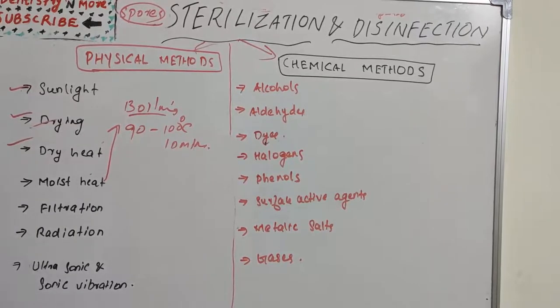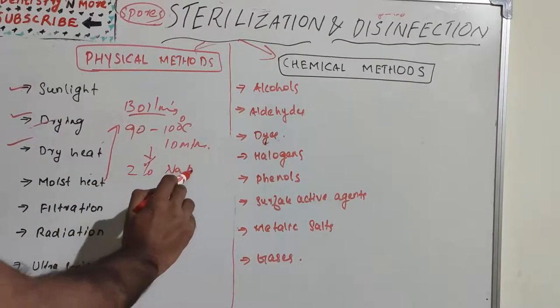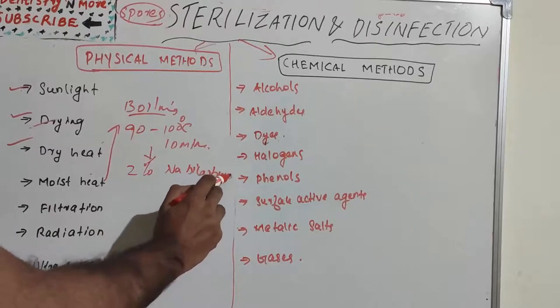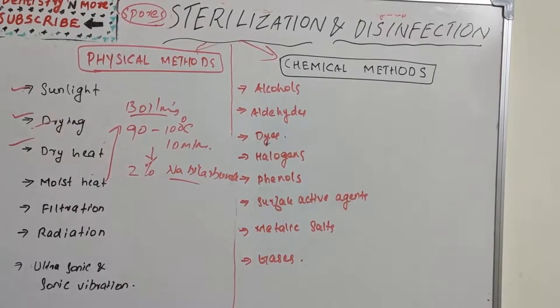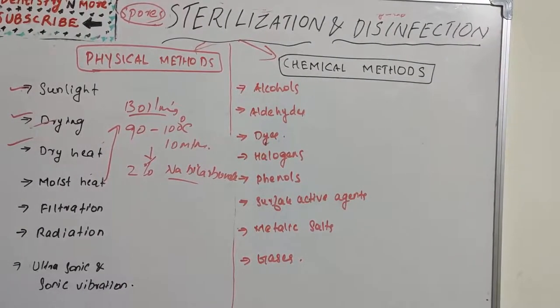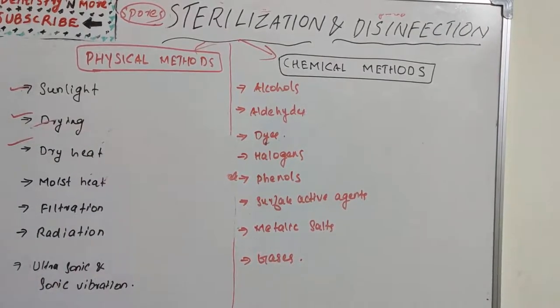So some of the spores will not be killed, but that requires a very prolonged period of boiling. And we can accelerate or promote the sterilization procedure by adding 2% of sodium bicarbonate. Okay, so if we add sodium bicarbonate to boiling water, the procedure will be good compared to normal boiling. So that is boiling. Okay, so in wet sterilization or moist heat sterilization, we learned pasteurization and boiling.